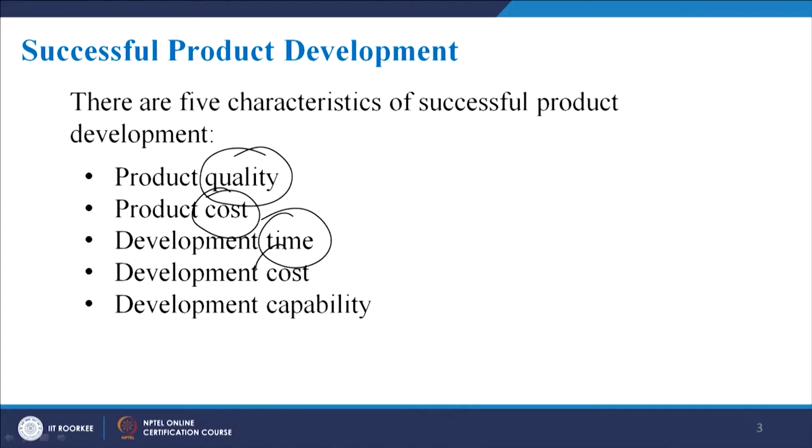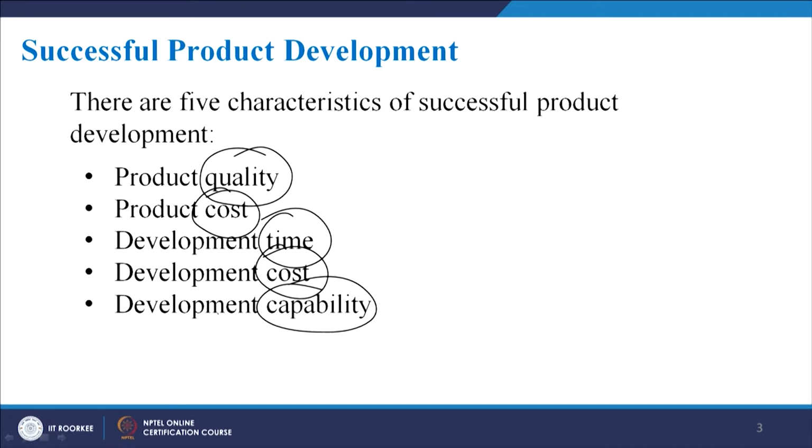Now we have seen in yesterday's session that there are failures. Sometimes the products fail also. So in order to develop successful products, there are 5 characteristics that must always be taken into account. So first one is the quality of the product, second one is cost, then the development time, development cost, and the development capability. So we have to be very focused.